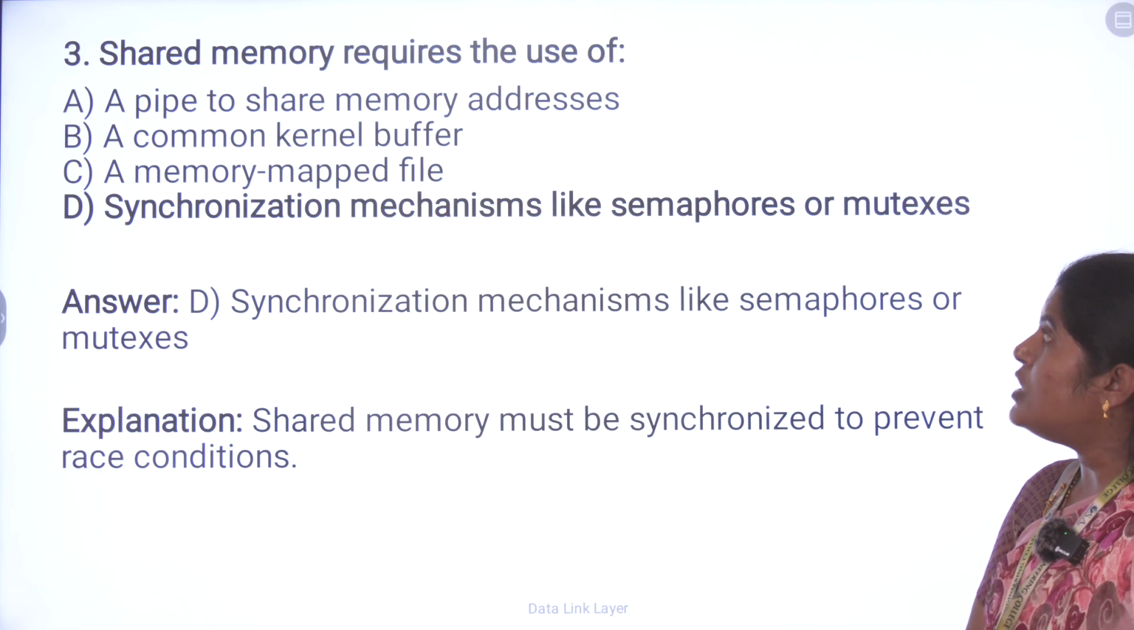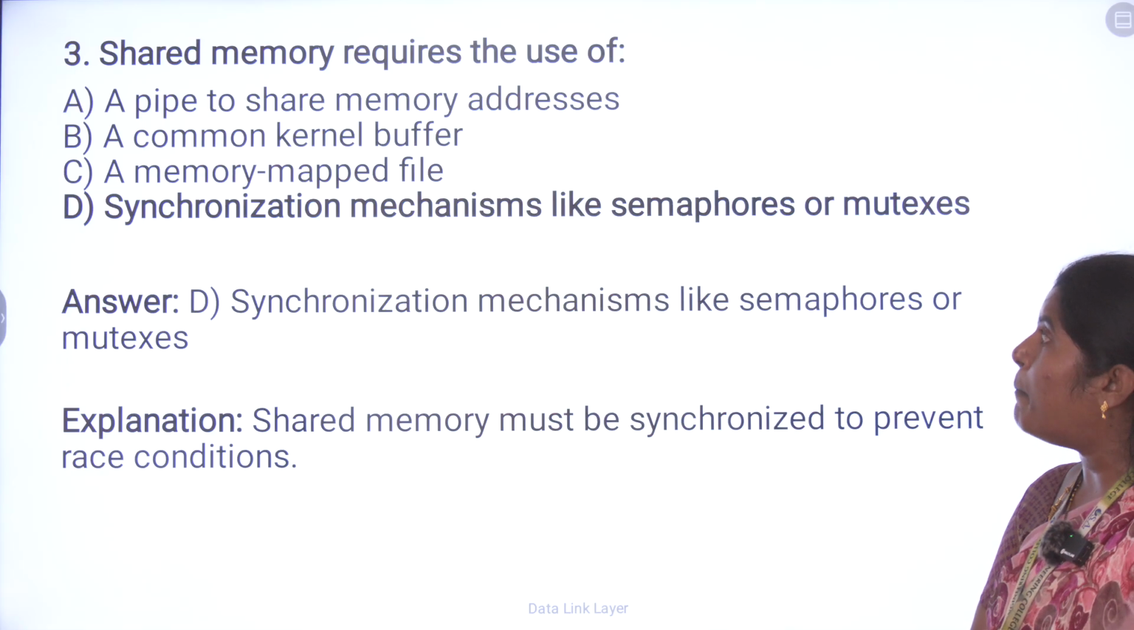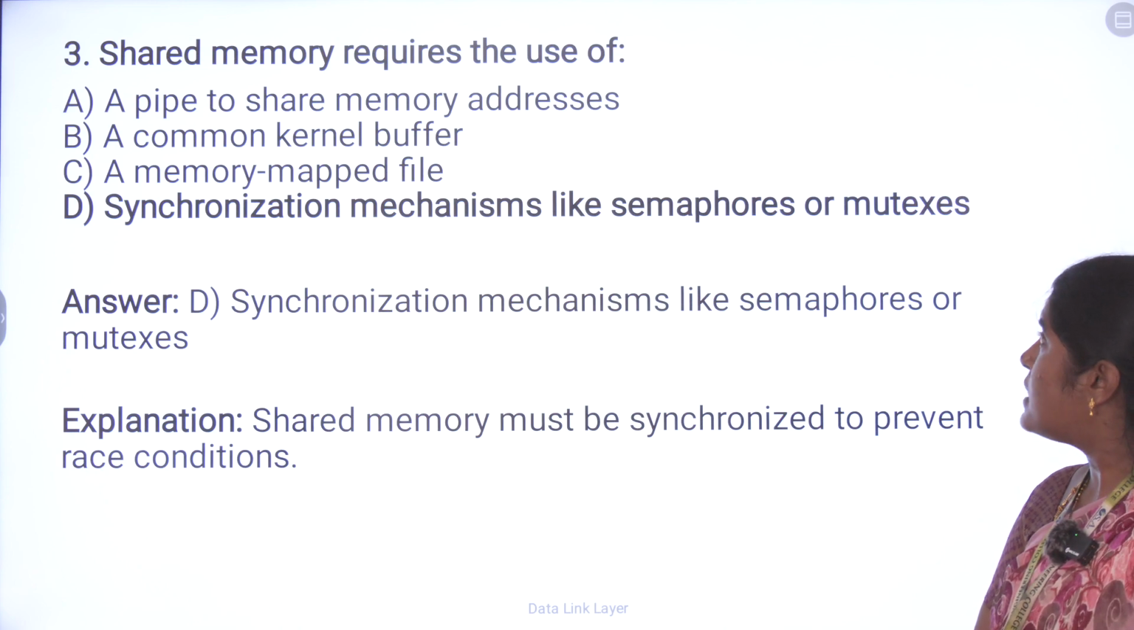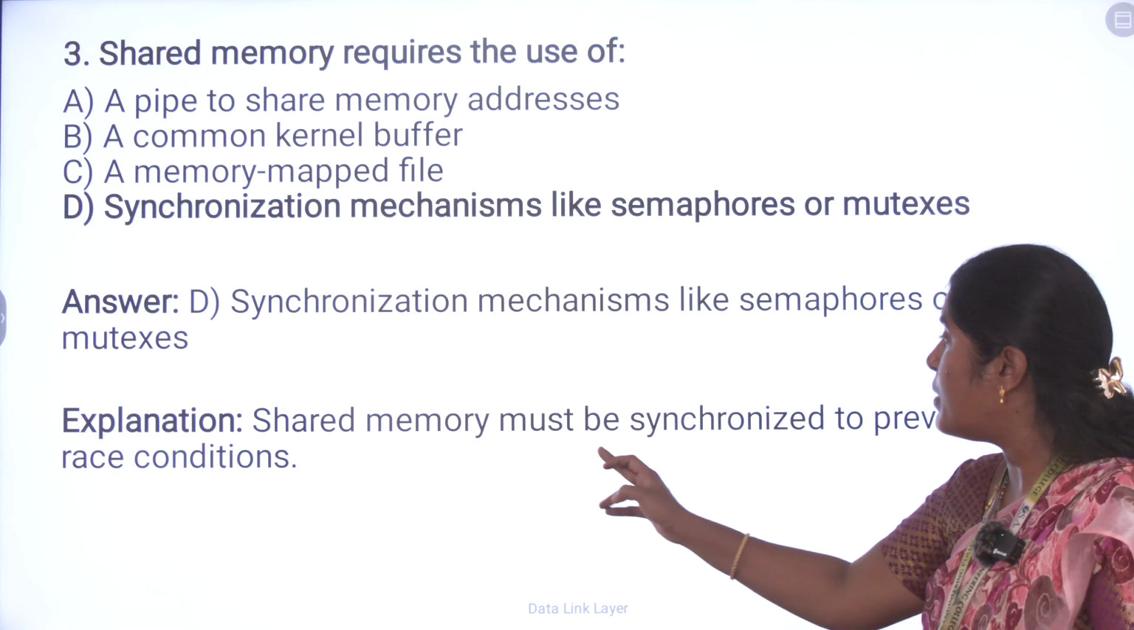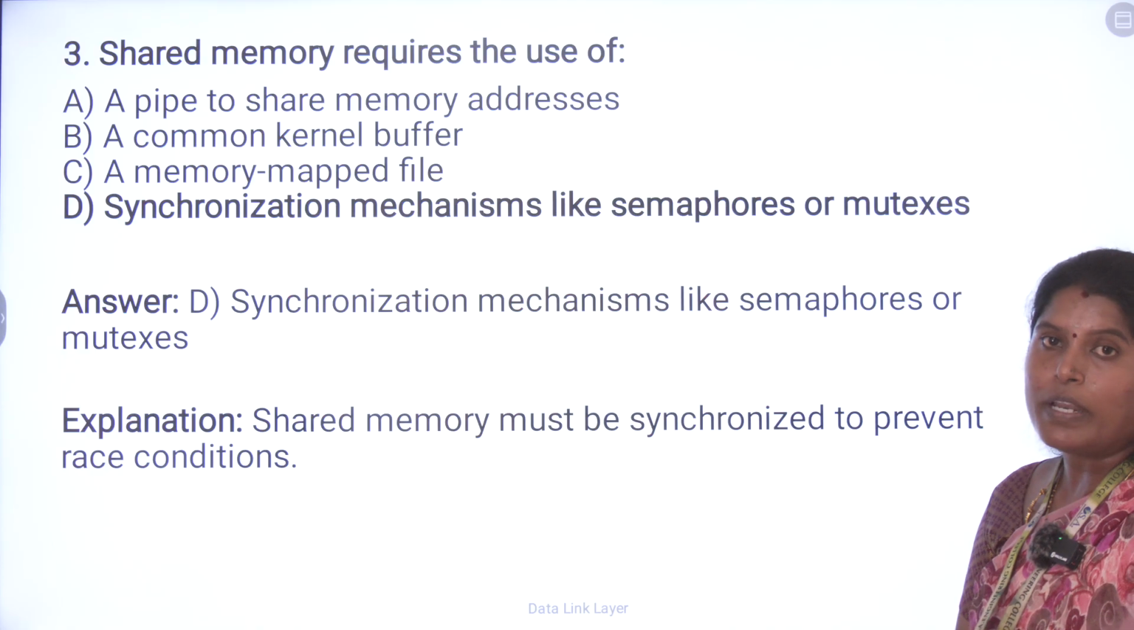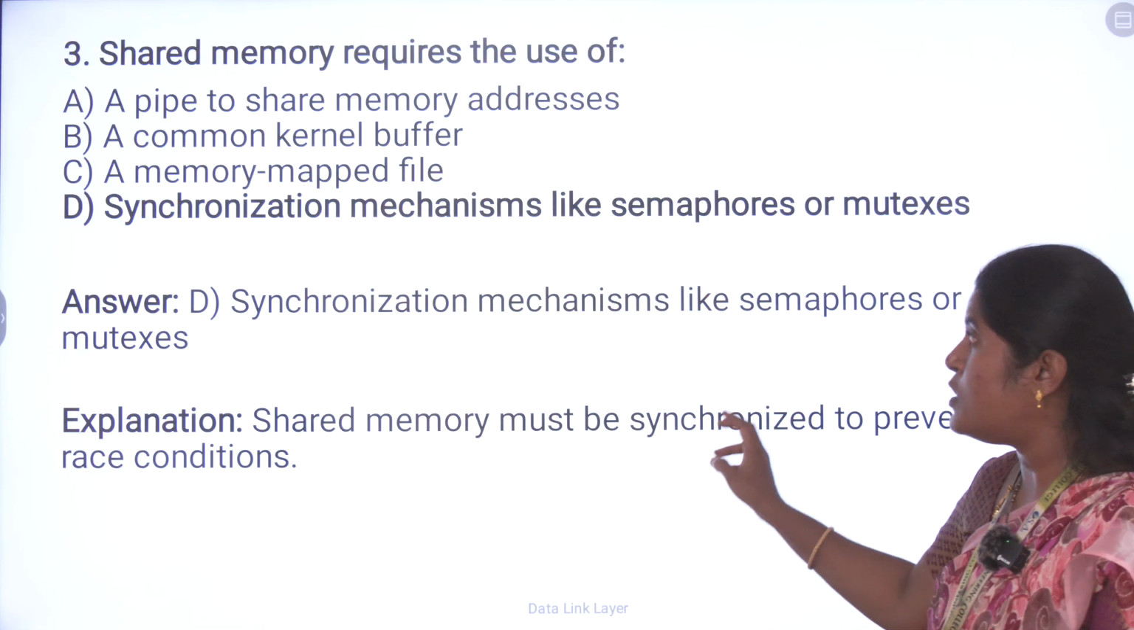Moving on to the third question: shared memory requires the use of a pipe to share memory addresses, a common kernel buffer, a memory mapped file, or synchronization mechanisms like semaphores or mutexes. The answer is synchronization mechanisms like semaphores or mutexes, because shared memory must be synchronized in order to prevent race conditions or deadlock situations from occurring.